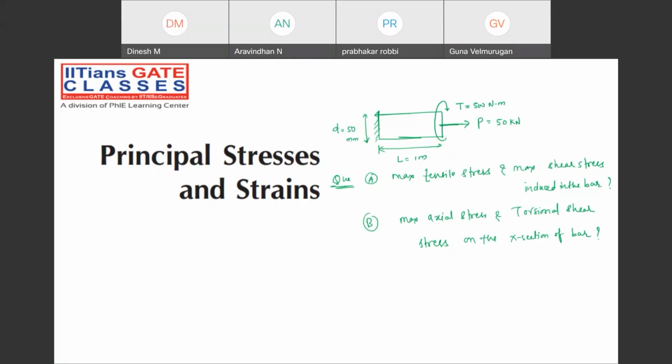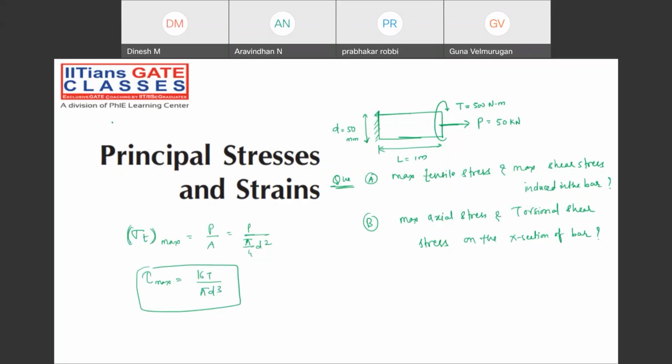Now, try to understand my difference. Somebody will say, sir, maximum tensile stress will be P by area, that is P by pi by 4 d square. That will be the answer, sir. Okay, but that answer is correct for A or B, we don't know. Sir, what is the maximum torsional stress? 16T divided by pi d cube. Sir, how did this formula come? Because we have not seen any torsional loading conditions.